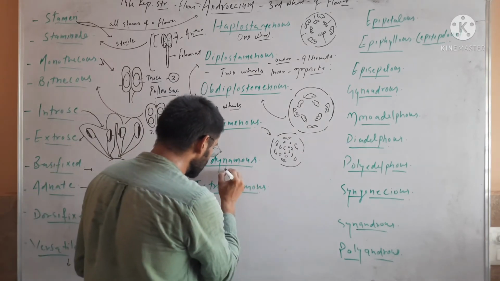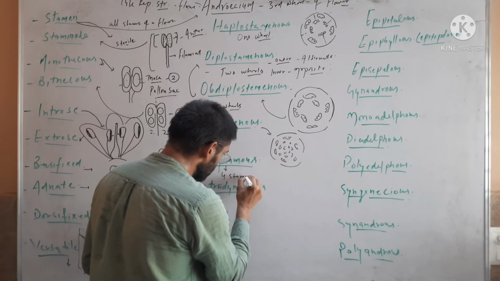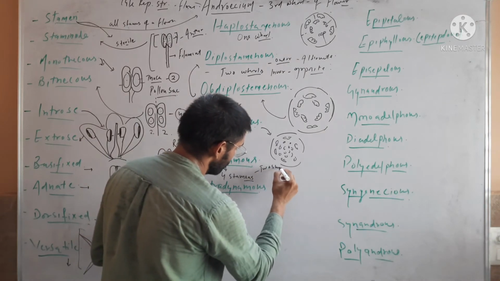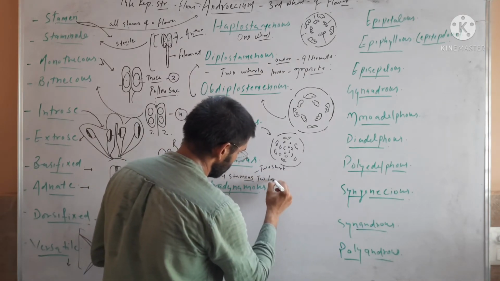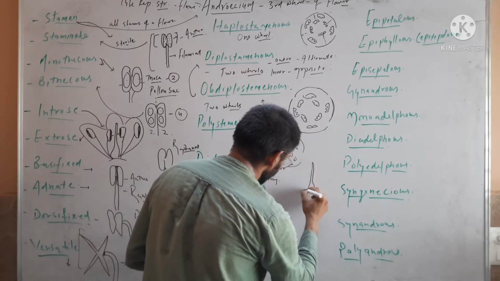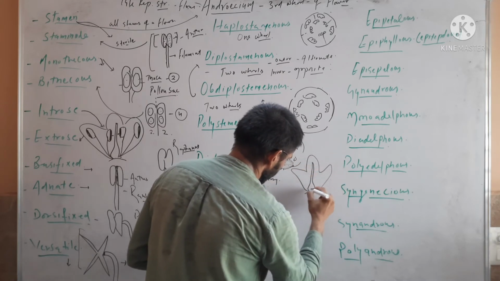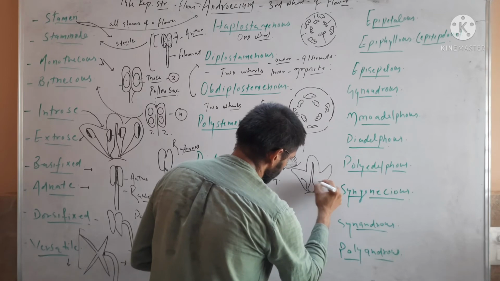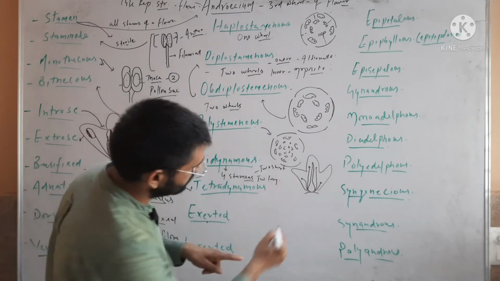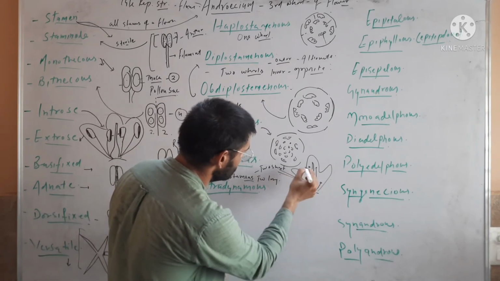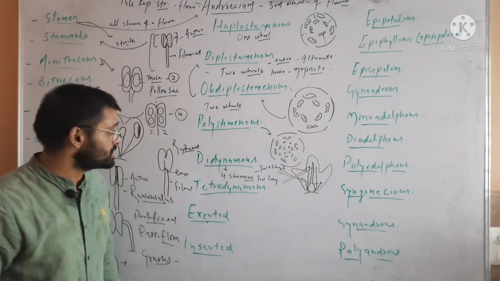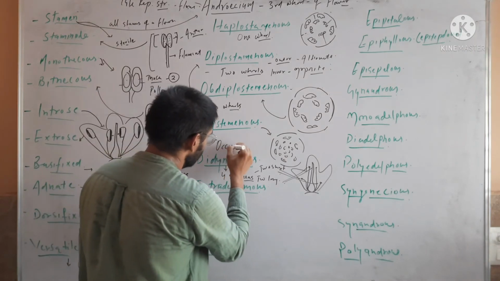Didynamous. In didynamous there are four stamens, and from these four stamens, two are short and two are long, like this. These outer two are short here I am showing, and these are long. So these two are short, and these two are long. This type of arrangement is called didynamous. This type of arrangement is found in Ocimum.